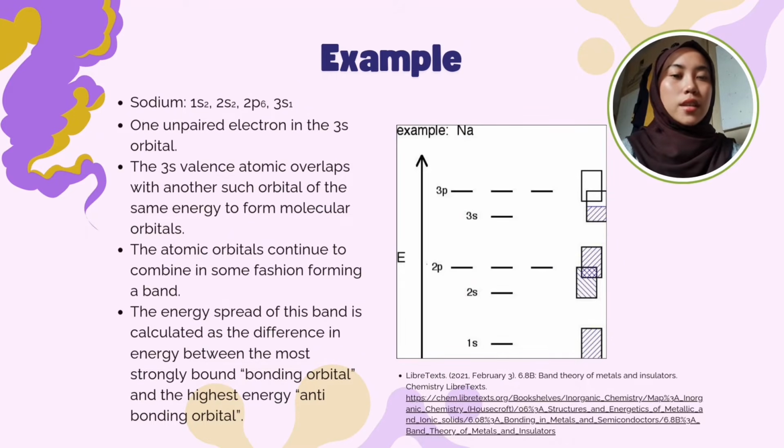Let's take the example of sodium. Sodium has an electron configuration of 1s2, 2s2, 2p6, and 3s1. It has one unpaired electron in the 3s orbital. The 3s valence atomic orbital of sodium overlaps with other such orbitals of the same energy to form molecular orbitals. The atomic orbitals continue to combine in this fashion, forming a band. The energy spread of this band is calculated as the difference in energy between the most strongly bound, also known as the bonding orbital, and the highest energy antibonding orbital.